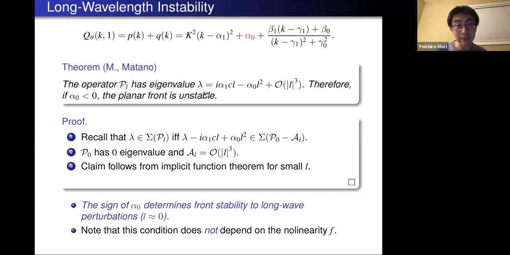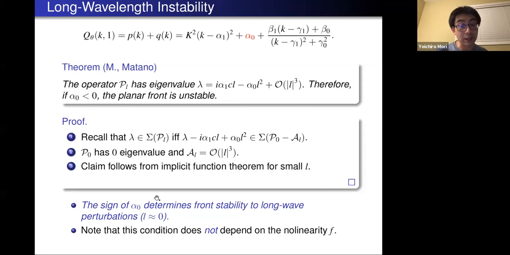So what this means is that the real part of lambda, when L is small, is going to have a minus alpha 0 L squared component. If alpha 0 is negative, then you can actually be unstable. This proof basically comes from the spectral perturbation argument that I just talked about in the previous slide.